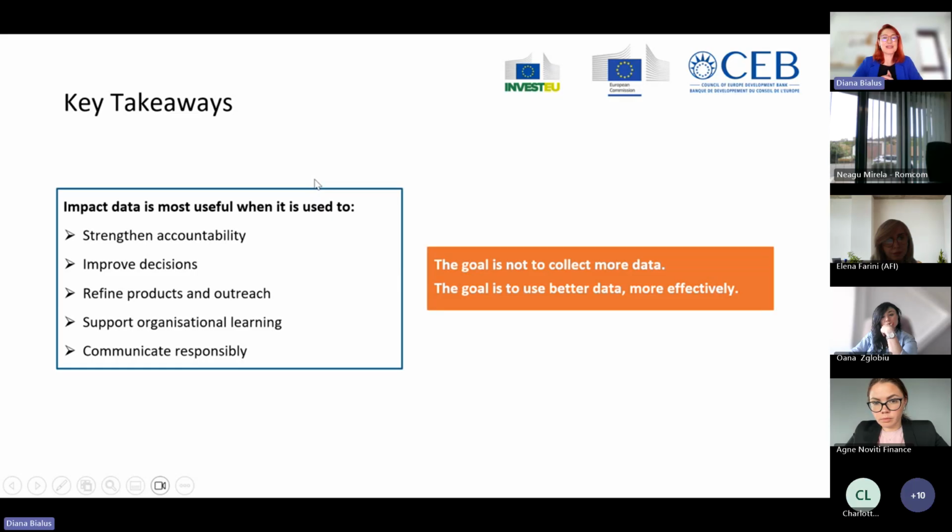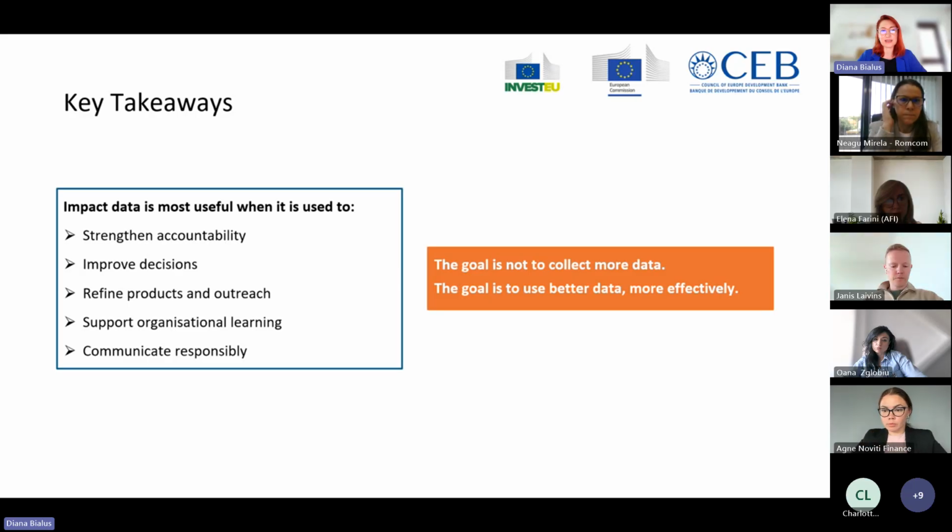So the key takeaways from today. Impact data, as mentioned at the beginning, is important not only for reporting, but also to strengthen accountability, improve decisions, refine your products and outreach, support the learning inside the organization, and then also the way you communicate it. It's a key element, and communicating responsibly is very important.